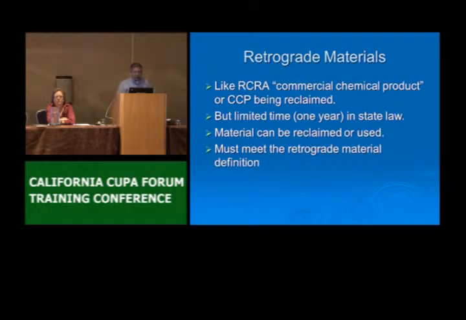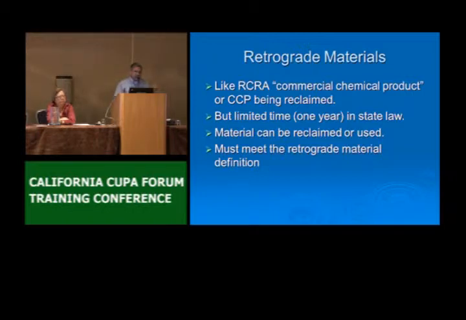So EPA has this category or this exclusion for commercial chemical products being reclaimed. This is in that Table 1 in 66261.2. And so under EPA's scheme, an unused commercial chemical product that goes to get reclaimed is not a solid waste and not a hazardous waste indefinitely. California didn't pick up that exclusion, but we have a provision called retrograde material.